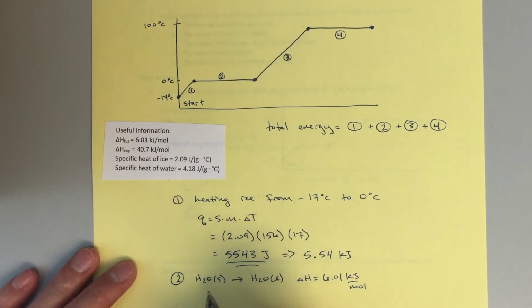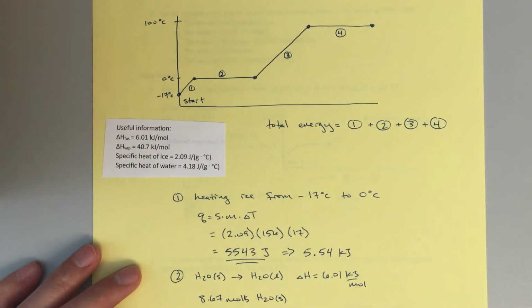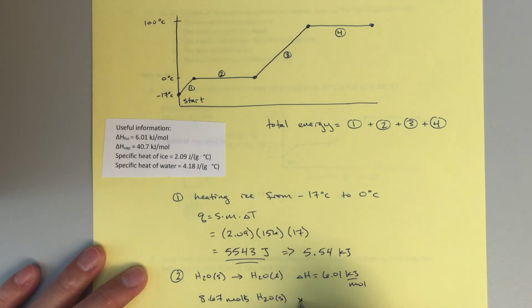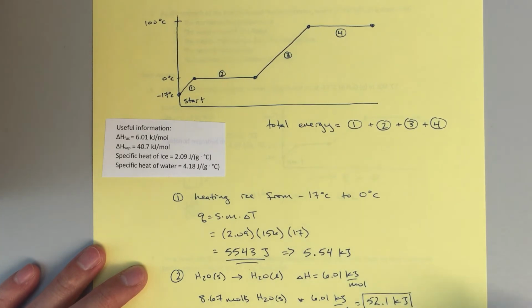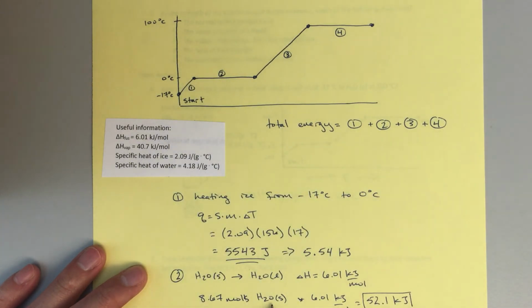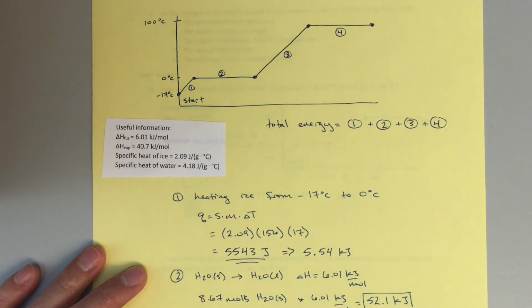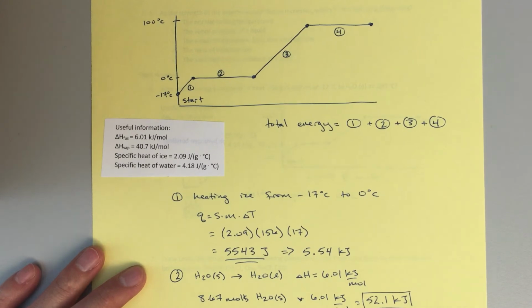Now, in this problem, I do not have exactly 1 mole. I need to calculate my number of moles, which ends up being 8.67. So 8.67 moles of H2O solid, multiply that by 6.01 kilojoules per mole, and that tells me that it's going to take 52.1 kilojoules of energy to do this phase transition, to go from 8.67 moles of water that's solid to 8.67 moles of water that's liquid at 0 degrees Celsius. It's going to take 52.1 kilojoules of energy.